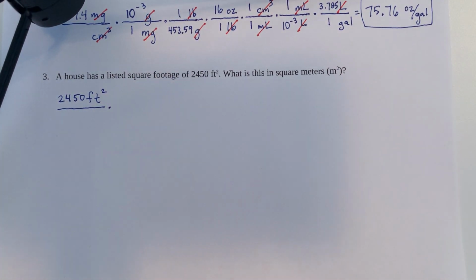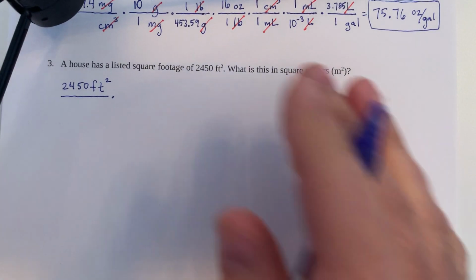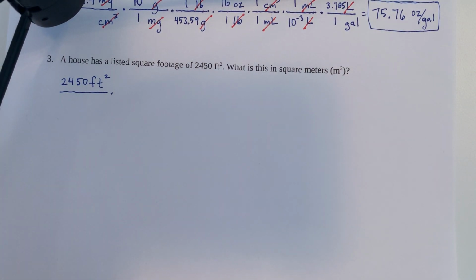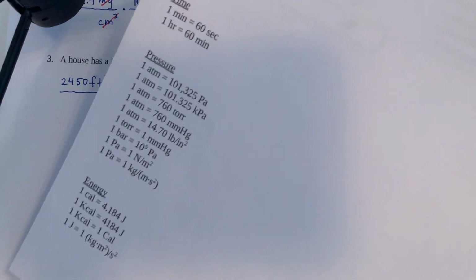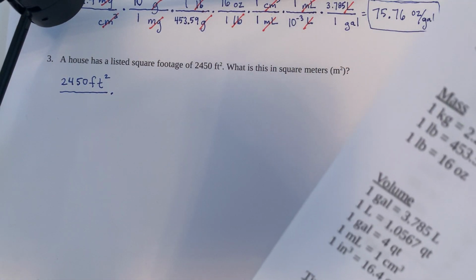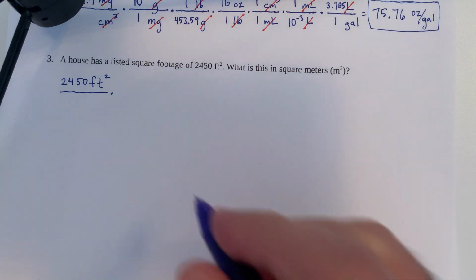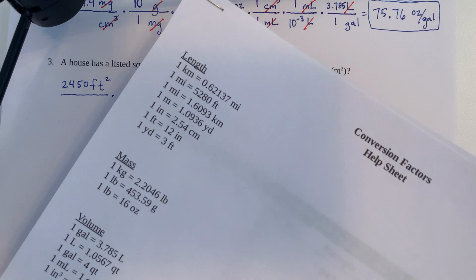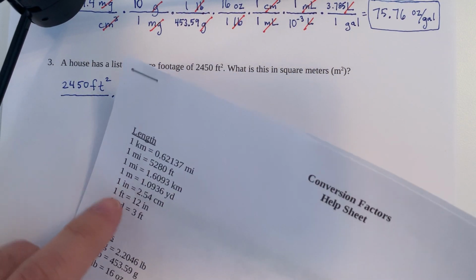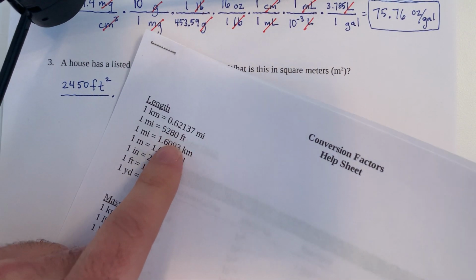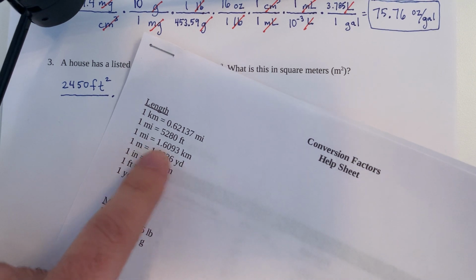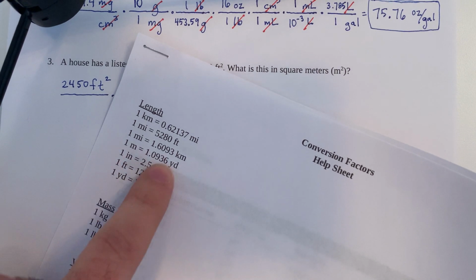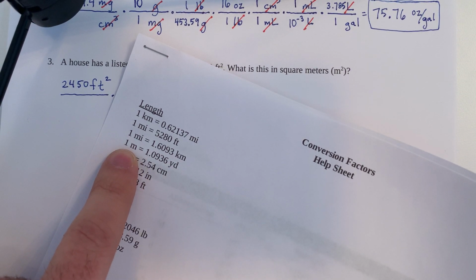All right. Now, we don't have area conversions on here. There's no area conversions, so we don't have a feet squared anywhere. The only thing we do have is feet, and we've got meters. We can't turn feet right into meters. We have feet to yards, and we could turn yards into meters.